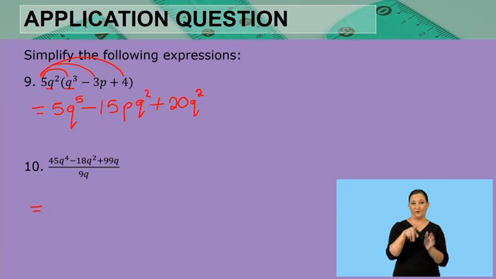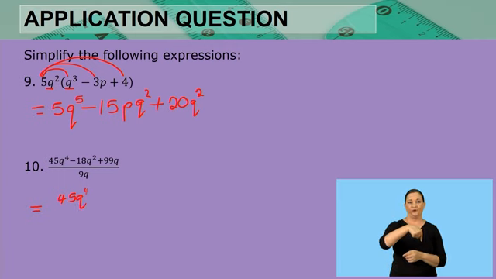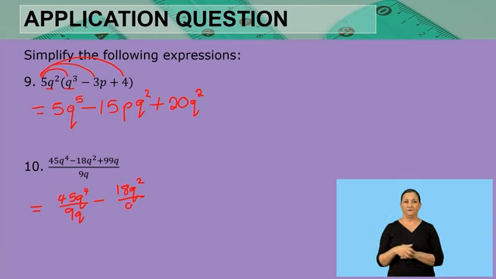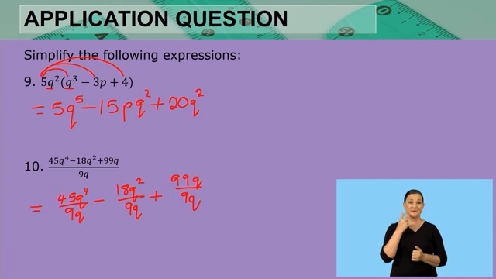Then the last one there, we have 45q exponent 4 minus 18q squared plus 99q, all divided by 9q. So we have 45q exponent 4 divided by 9q, minus 18q squared divided by 9q, plus 99q divided by 9q. So when we simplify that, what is 45 divided by 9? That is going to be a 5. And then 4 minus 1 with the exponents for the variables because they're the same base and we are dividing. So 4 minus 1, that is 3.